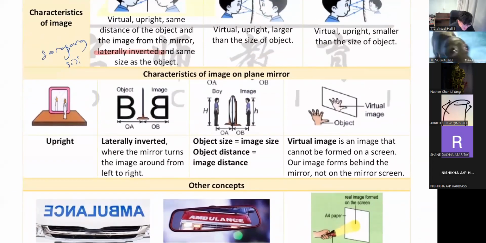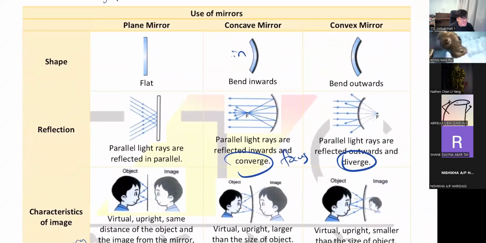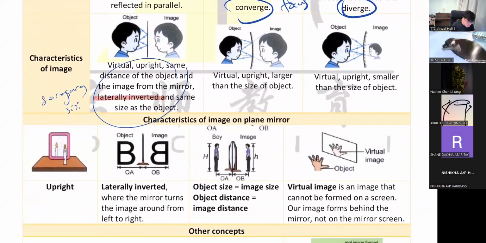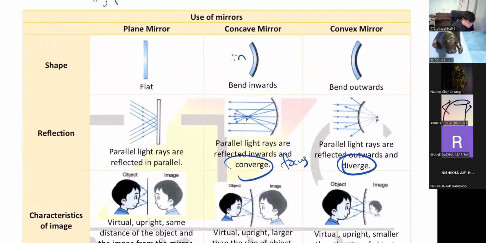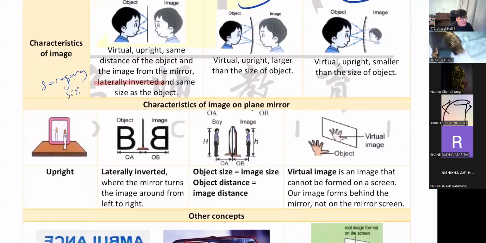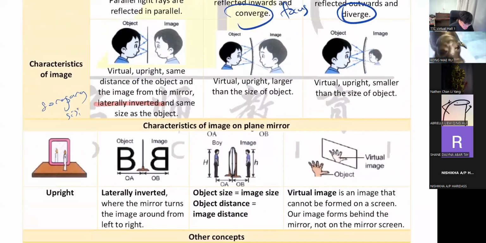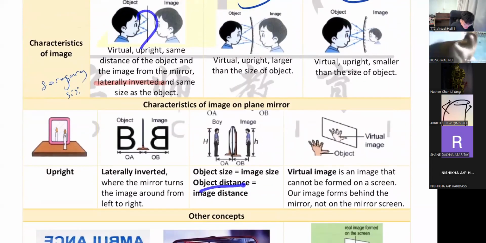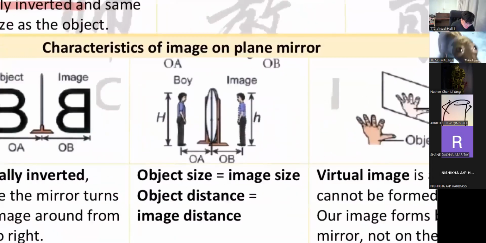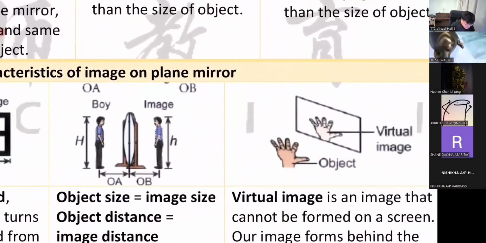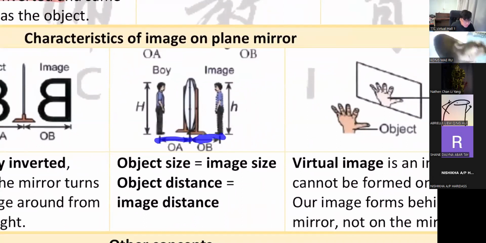I appreciate that. Anyway, guys, you need to know what happens in your plane mirror. Very seldomly they will touch on concave or convex, because you learn this in Form 4. So you need to know what is virtual, upright, laterally inverted, same size, and things like that. Oh yeah, one more thing: for your plane mirror, the image is the same size and the same distance. How far away you are from the mirror is how far away your image is from the mirror.